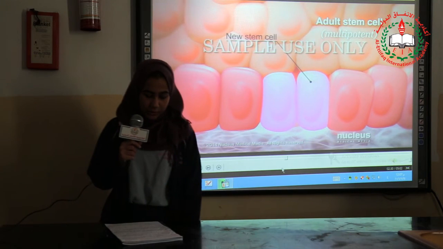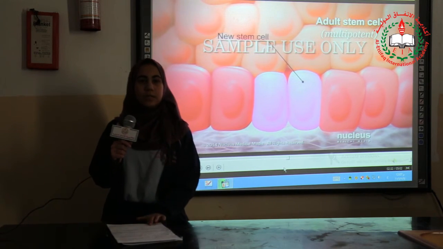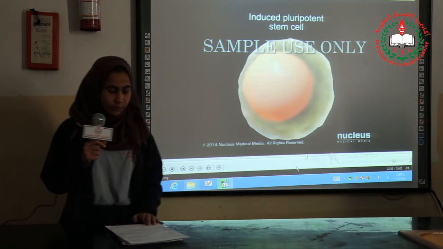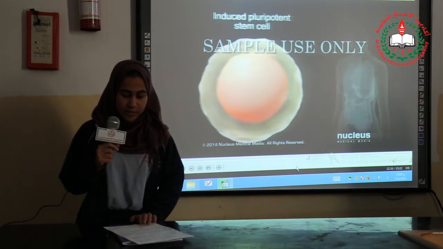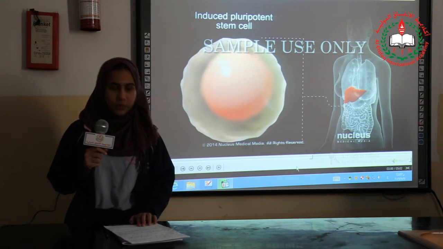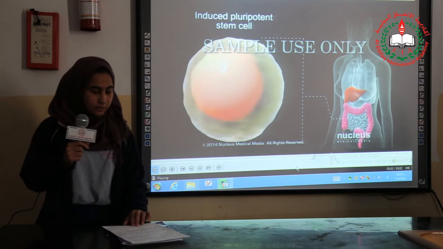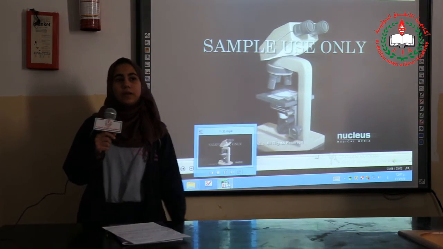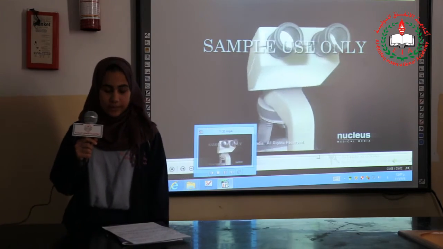Three, umbilical cord stem cells. Umbilical cord stem cells are collected from the cells of the umbilical cord of a recently born baby. Some of these cells are slightly undeveloped, so they can turn into several types of cells. We call that multipotent. Stem cells can treat many diseases such as cancer, diabetes, or skin diseases.